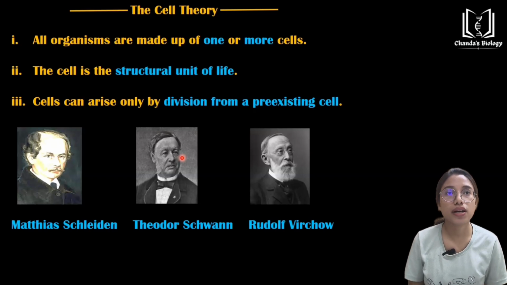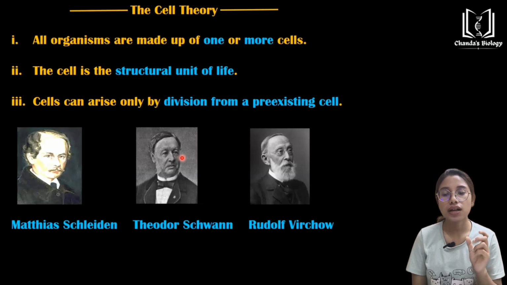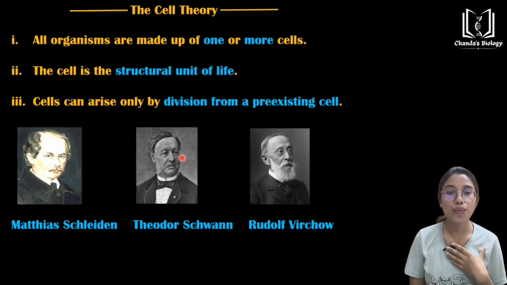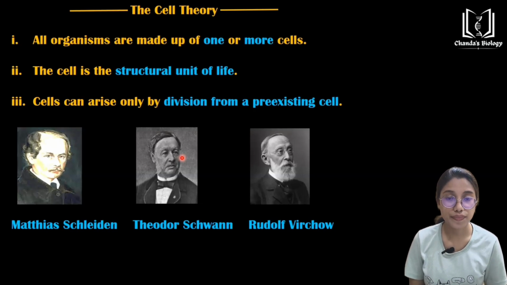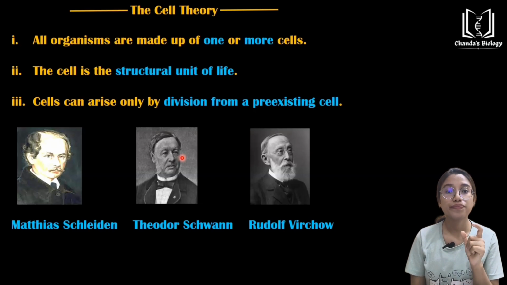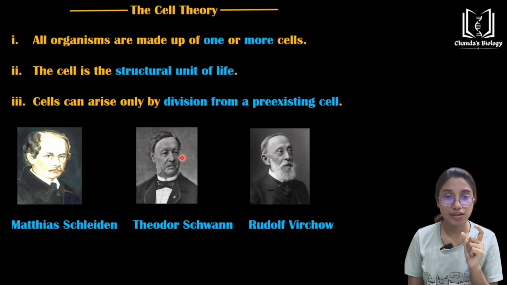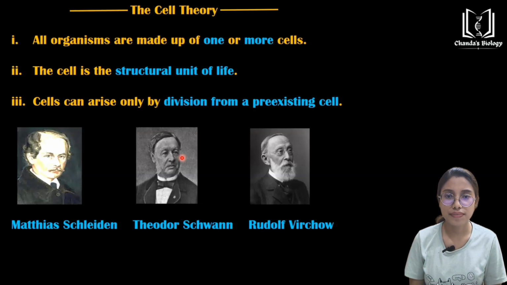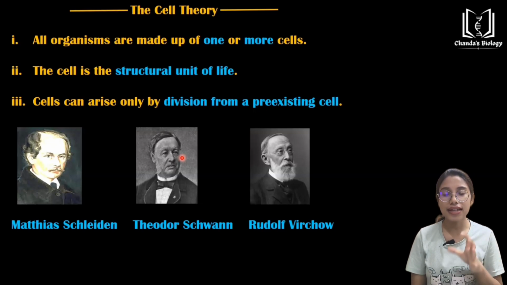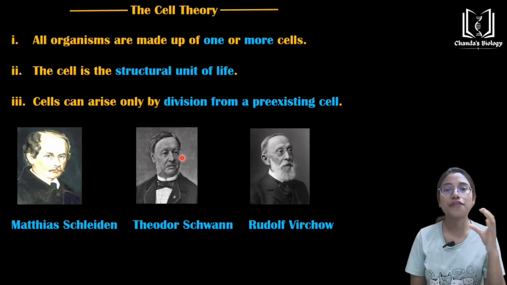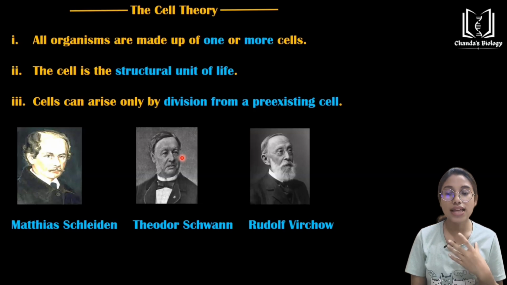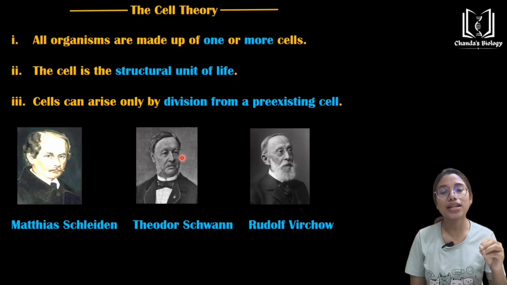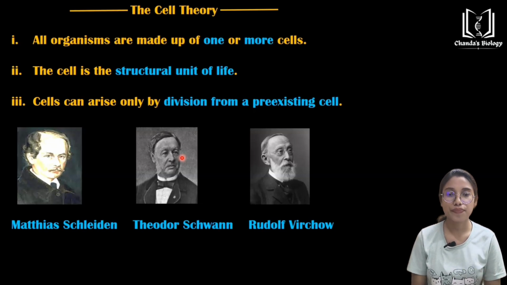We can give an example: suppose how we came on this earth. We came from the diploid zygote, right? That pre-existed, is it not? And then after that, it got divided, and then we are formed. So that is how cells can arise only by division from a pre-existing cell.